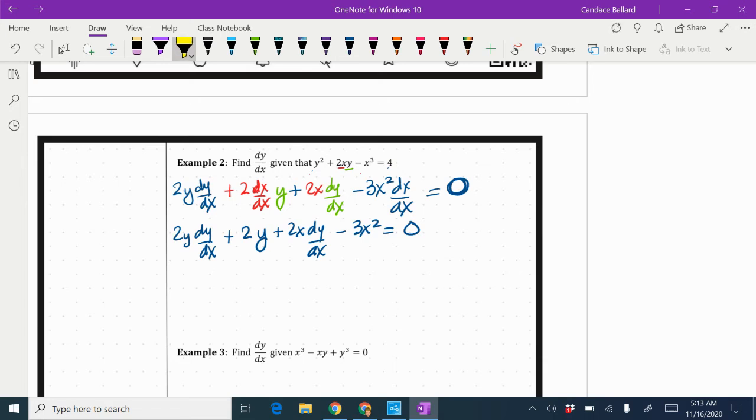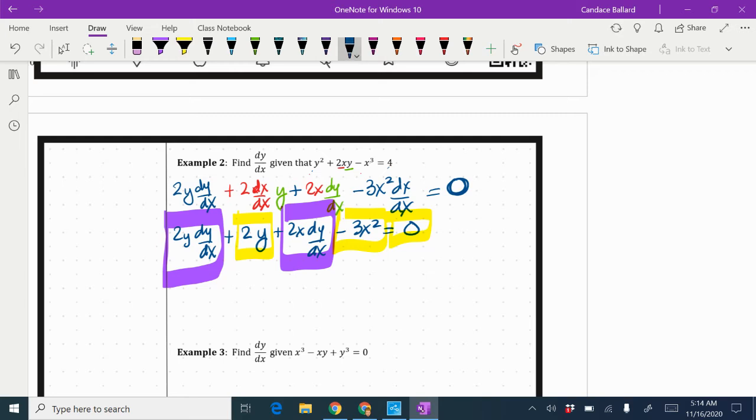Now, in purple, I'm going to box anything that has a dy/dx in it. And then in yellow, I'm going to box anything that doesn't have a dy/dx in it, so that it's very obvious what is going to stay on the left and what's going to go to the right. So I'm going to move everything that's in yellow to the right side. I'm subtracting the 2y over, and I'm going to add the 3x squared over. And then I'm leaving 2y dy/dx plus 2x dy/dx.